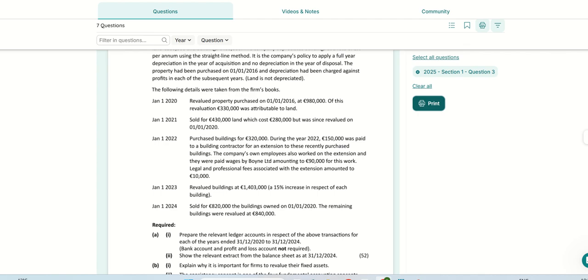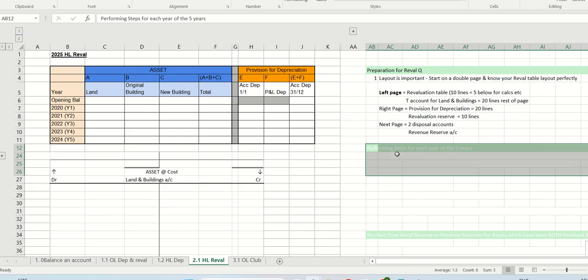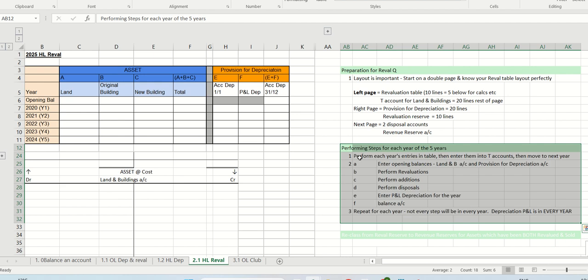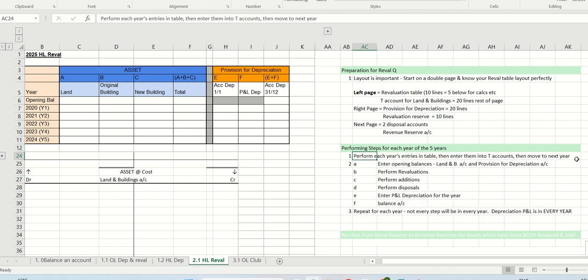So we're going to follow our steps there now for performing each of the years. I'm just going to go through the steps here. I want you again, learn your steps, know your steps. We perform each year and then we do our entries. So we fill our table, then we do our double entry, then we balance our account, then we go on to the next year. And we do the steps in the following order.